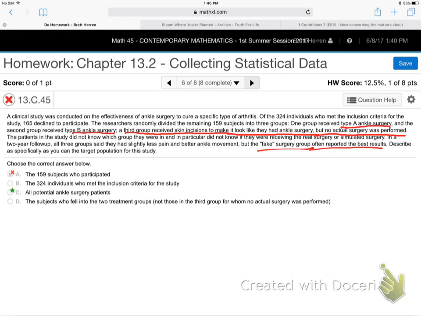So what would that mean? Choose the correct answer. What's the question? Describe as specifically as you can the target. What's the target population of this study? What are they aiming at? Remember, target is what you're aiming at. What are they aiming at?